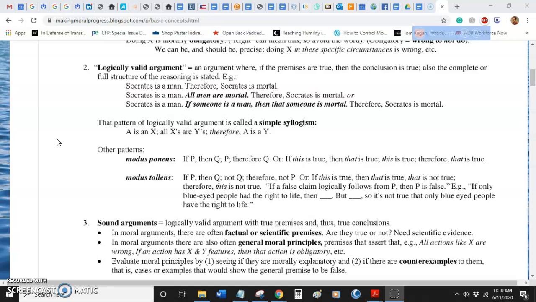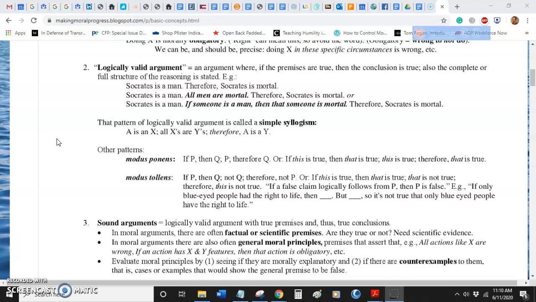Well, that will take you to the conclusion, and that is an example of a logically valid argument. So if you add in a premise that's needed to really complete the reasoning and make it obvious what the reasoning is, you've made the argument valid. So one pattern of valid arguments is called a syllogism.